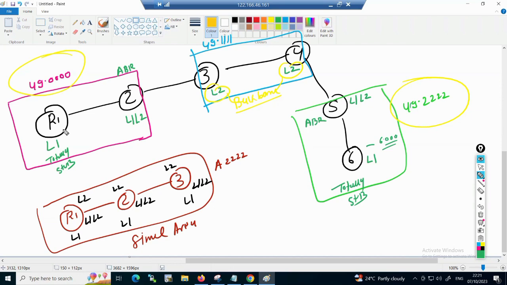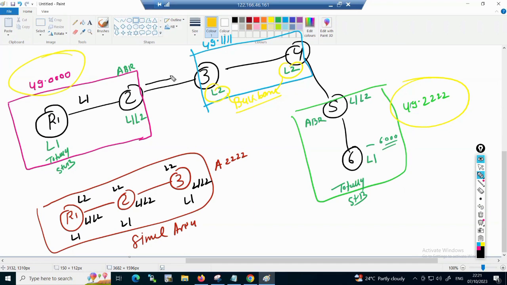Solve our purpose. Exactly, that's why the level comes into the picture. Understood over here. The neighborship you will see over there: what will it be? He will send the Level 1 hello packet, so that will be L1 neighborship. And this one also sends the Level 1 and Level 2 hello packets. Which neighborship will they form? L1, because he cannot understand Level 2. So the neighborship will be L1.